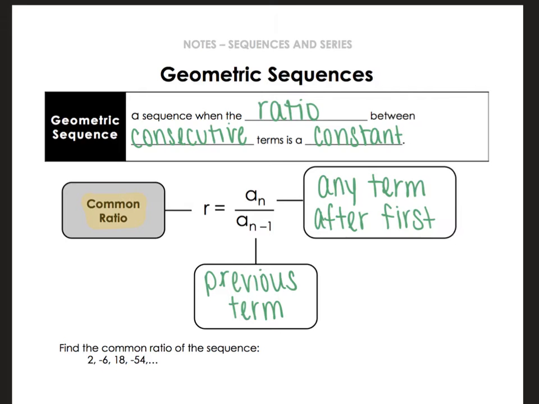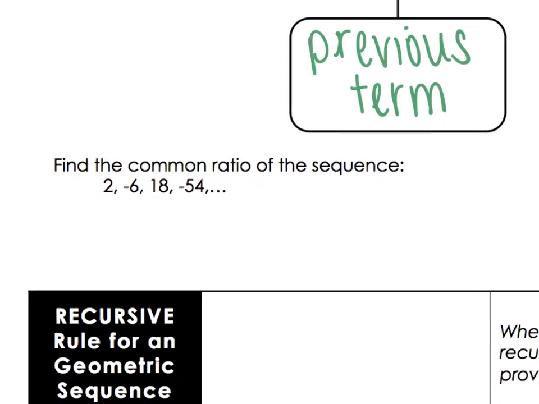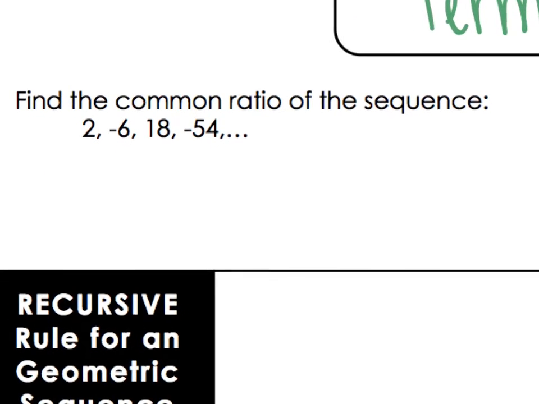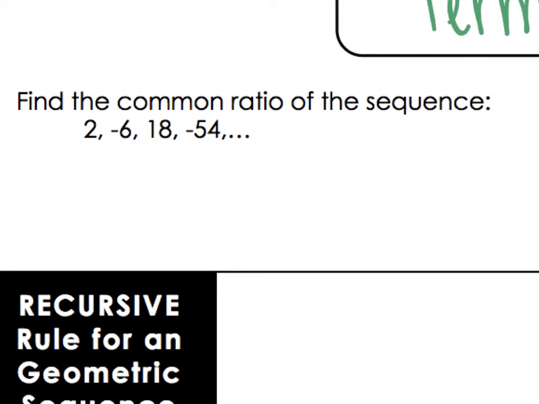So let's zoom in on this example here. It's a little tiny, so we'll make it nice and big. It's asking us to find the common ratio of this sequence. So you could take any term. For instance, I can take this negative 54 if I want to start here, and I'm going to divide it by 18. So negative 54 divided by 18, I'm going to get negative 3.